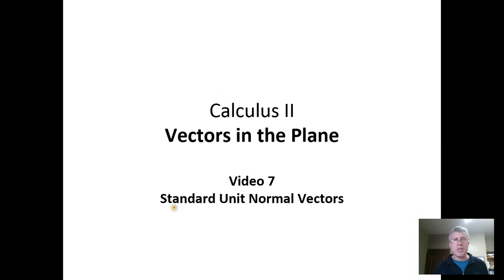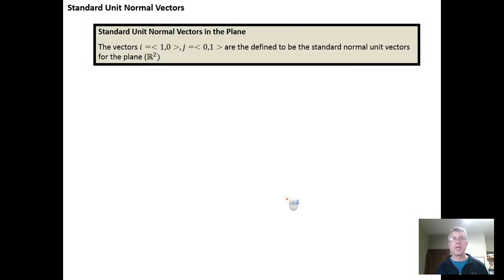So in this video we're going to establish the standard unit normal vectors for the plane. The standard normal unit vectors for the plane, which is also denoted as R2 or R cross R, or two-dimensional space, or the Cartesian coordinate plane. The standard unit normal vectors are defined to be the vector i, which is the vector 1, 0, and the vector j, which is the vector 0, 1.